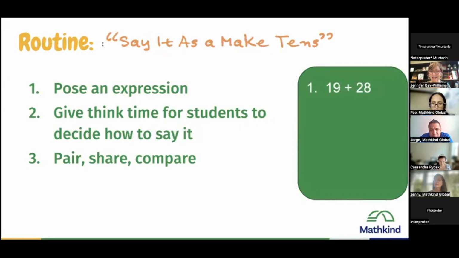And then we have Diana sharing and Carolina Pau sharing another way, which would be to move the numbers the other way. So you see there's 2 options. So we're teaching students, you can move things one way or you can move the numbers the other way. Beautiful. All right, here's your next one. Say it as make tens. Number 2.